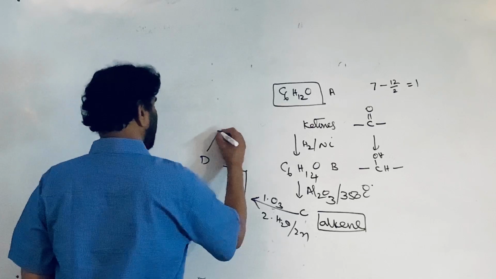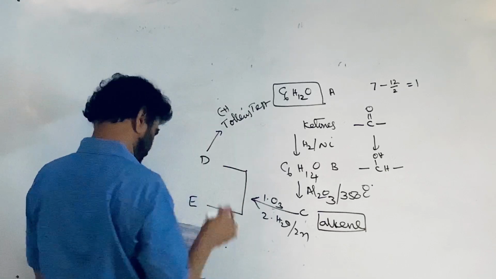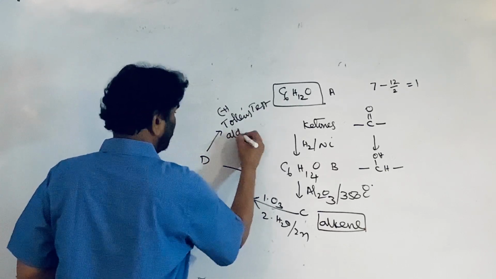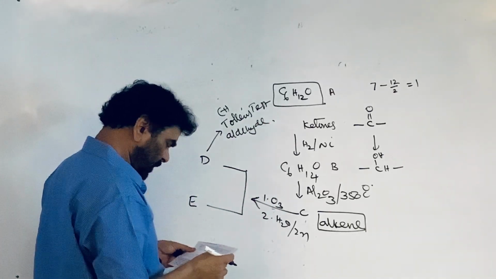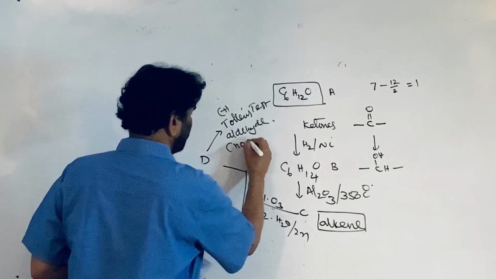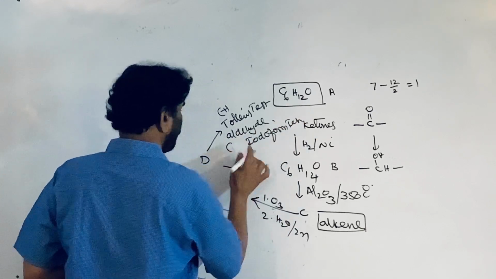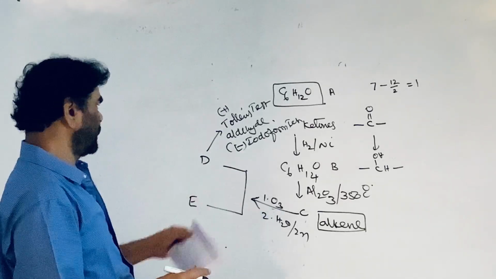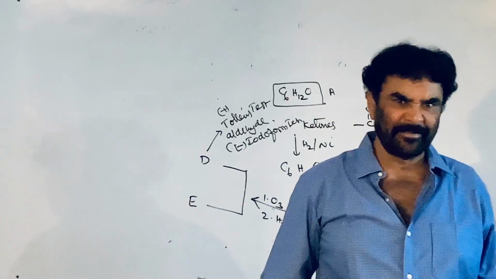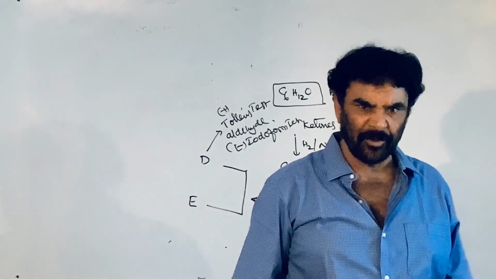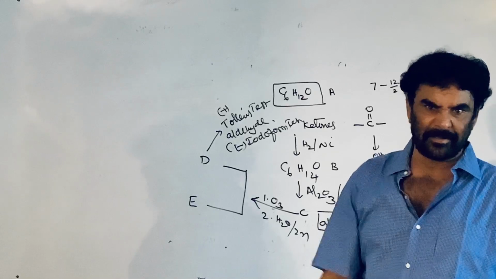D reacts with Tollens reagent. It gives a positive Tollens test. Therefore, D is an aldehyde. It gives a positive Tollens test but a negative iodoform test. Only acetaldehyde gives the iodoform test, not other aldehydes. Now we know that it is not acetaldehyde, so it is not the compound with two carbon atoms.